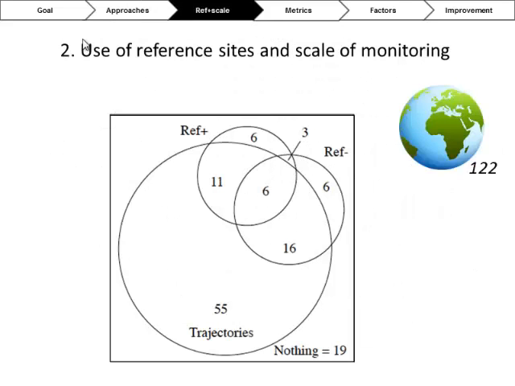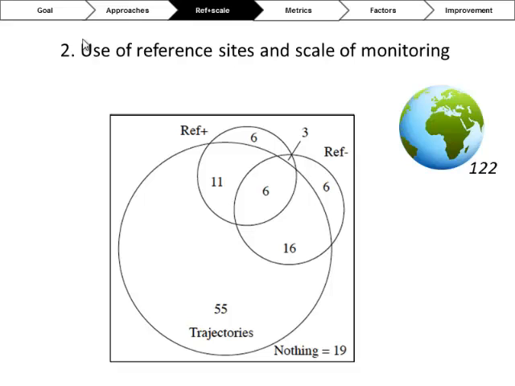Okay, so for my second point, the use of reference sites and the scale of monitoring, I based this review on the Society for Ecological Restoration International Primer, which recommends the use of reference sites to assess the fate of restored ecosystems. We have defined reference sites in 3 ways. A positive reference site would be where we want to be, so our desirable state.